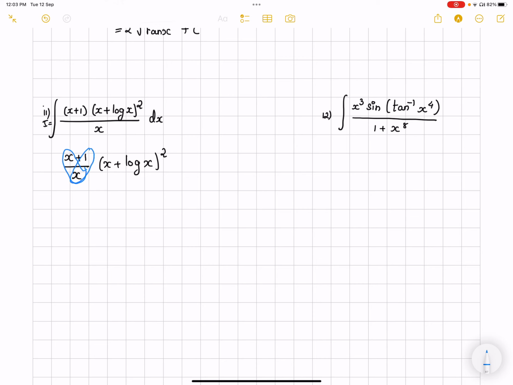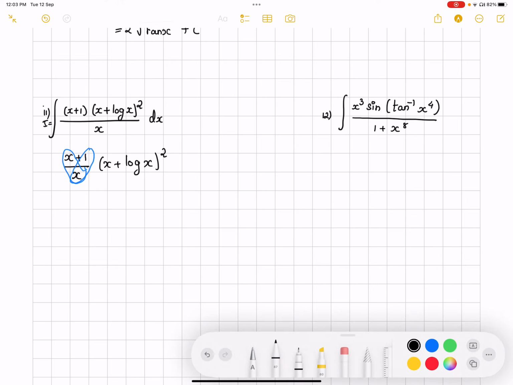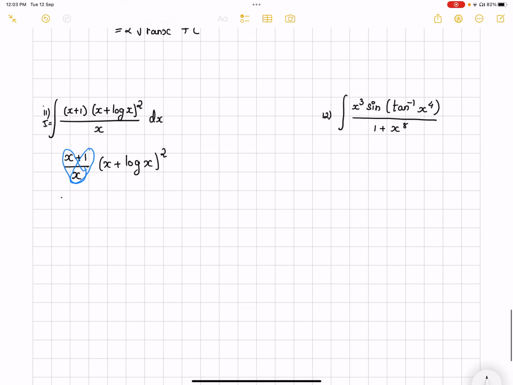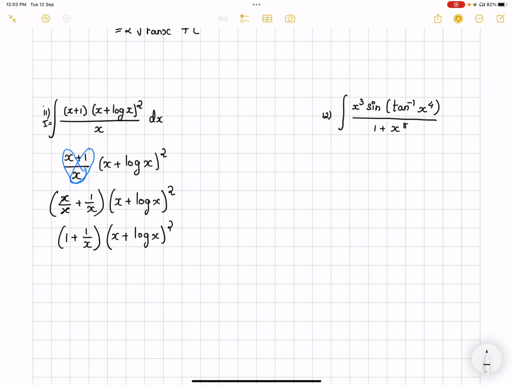Okay, the same way I'm going to split and write it now. So if I do that, I would be getting x by x plus 1 by x and then (x plus log x) the whole square. So here, when I cancel, I would be getting 1 plus 1 by x. See the hidden form of our substitution, which is there. (Log x) the whole square.